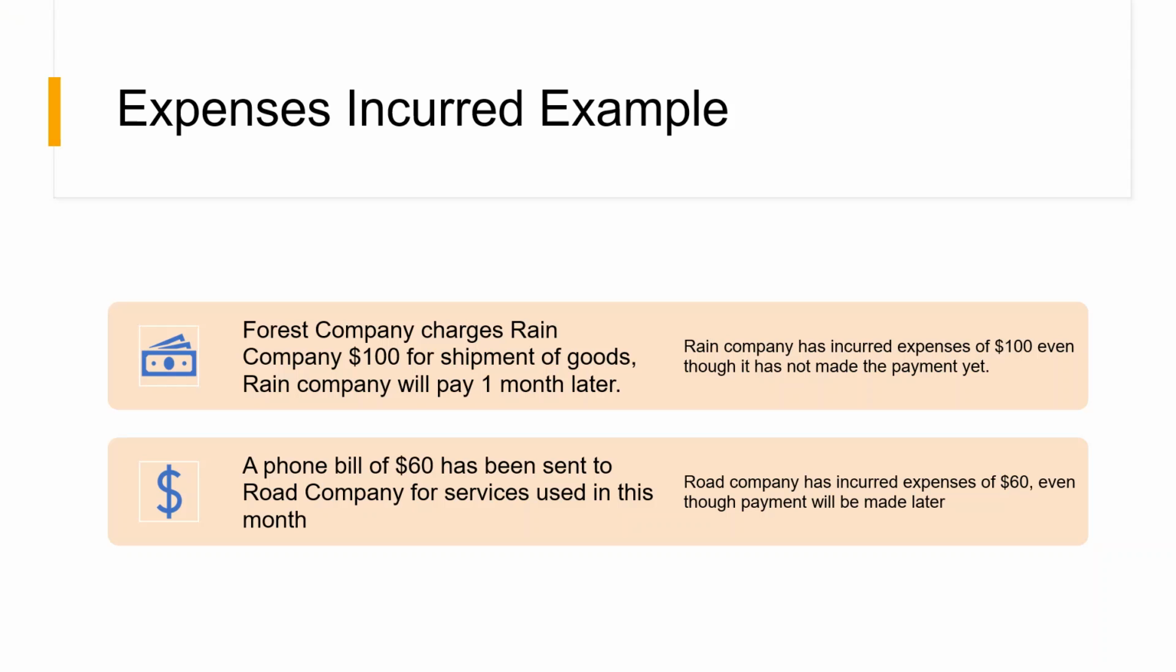Let's look at another example. Let's say a phone bill of $60 has been sent to Road Company for services used in this month. In this case, Road Company has to recognize the expense of $60 even though the payment's going to be made later on. It's because Road Company has been charged for the money, and it's for the money for a service that has been provided by another company. And because it's been charged for the service, the expenses are considered incurred and should be recognized.